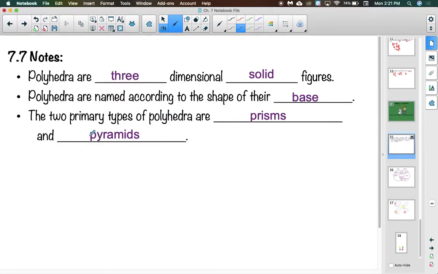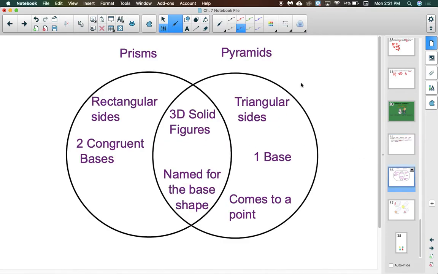Notes, polyhedra. Ooh, that's a fun word. Polyhedra are three-dimensional solid figures. Polyhedra are named according to the shape of their base. And the two primary types of polyhedra are prisms and pyramids. Okay, so this lesson is all about naming polyhedra, naming these prisms, naming these pyramids, giving the best name we can give them. Let's start by talking about the differences and similarities between prisms and pyramids.